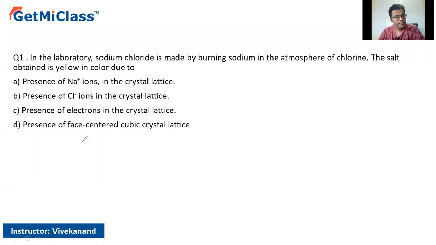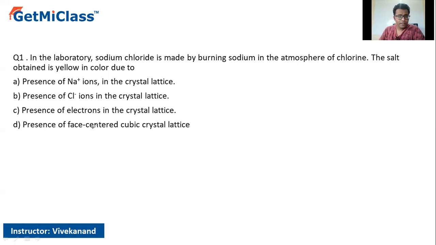Question number 1. In the laboratory, sodium chloride is made by burning sodium in the atmosphere of chlorine. The salt obtained is yellow in color, and it is due to A. Presence of sodium ions in the crystal lattice.